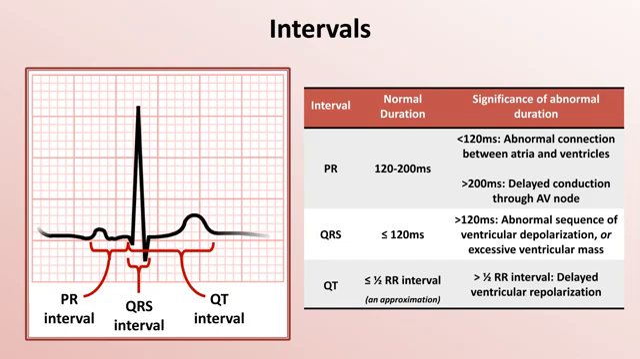Both the QT interval and torsade will be discussed in more detail during upcoming lectures on ventricular tachycardia and congenital arrhythmogenic diseases. The normal duration for the RR interval isn't listed here as it's a function of heart rate, and normal heart rates will also be discussed in a future lecture.